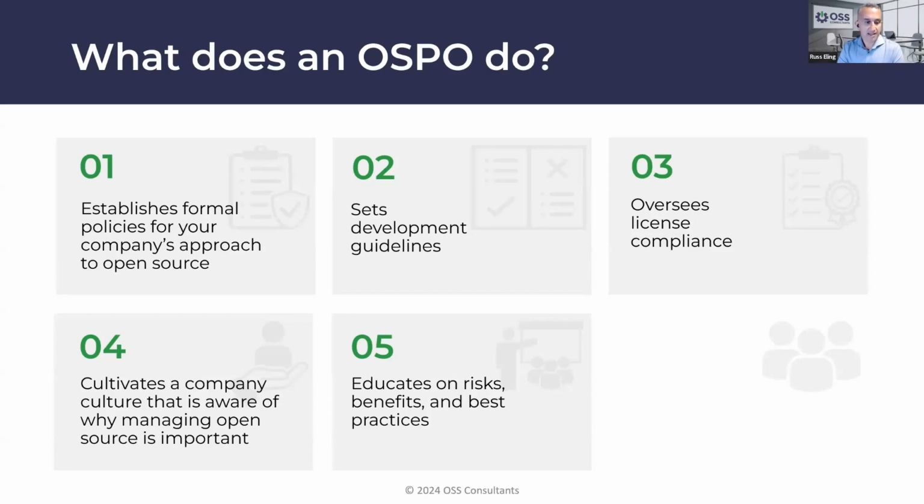Educating on risks. This ties in a bit with my previous point. It's important for the OSPO to spread the message throughout the organization as to why managing open source is so important and what they can do to help. This can help guide and then reduce friction for stakeholders, which is important. So not just developers, but also legal, other leaders, procurement.